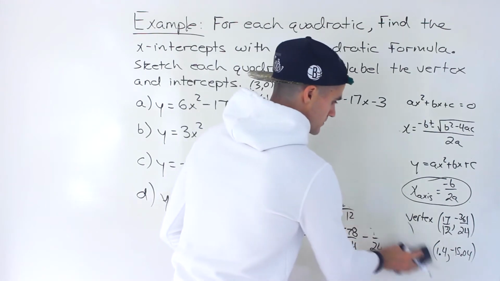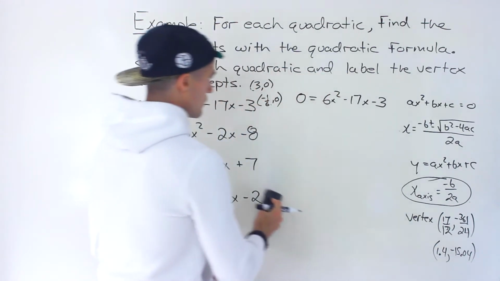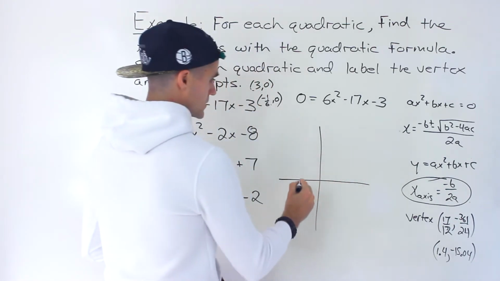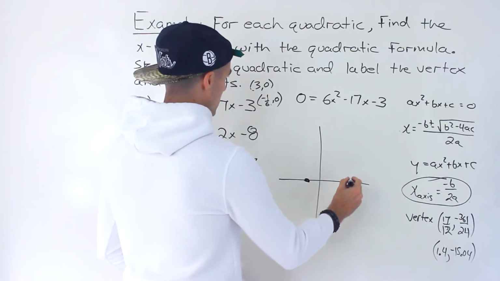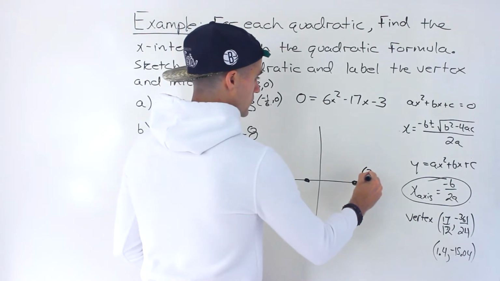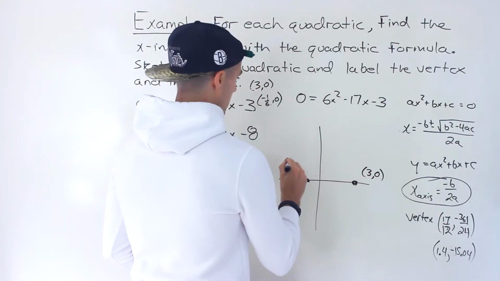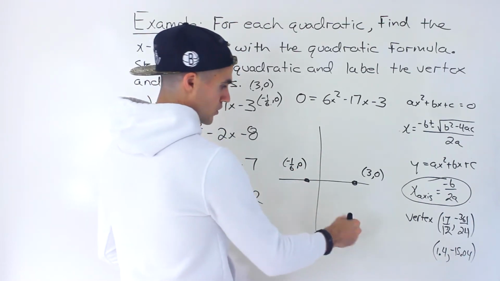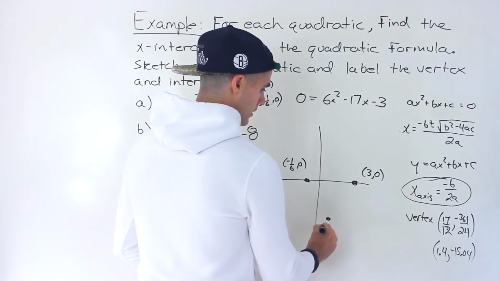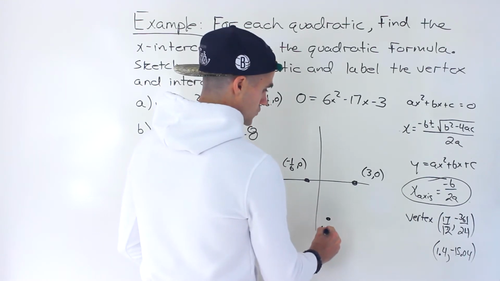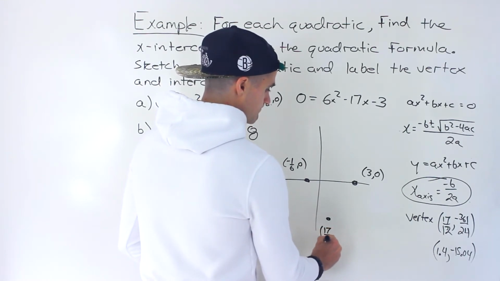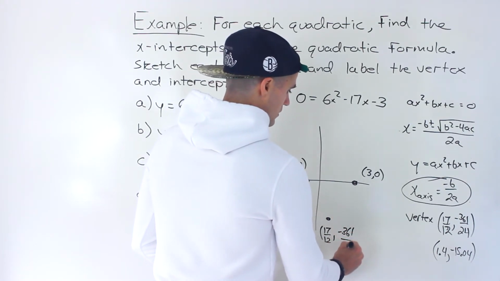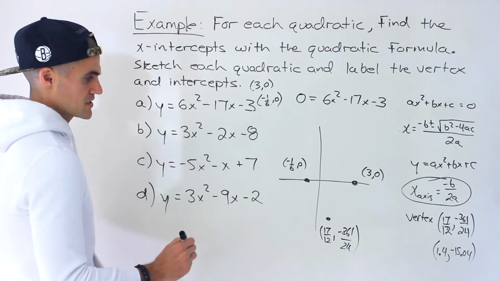We have the vertex, and we have the two intercepts that we found with the quadratic formula to make a fairly accurate sketch. This is not going to be to scale, but I'm going to label these points 3 and 0, and negative 1 over 6 and 0. And then we have a vertex at 1.4, negative 15. So that's going to be down here. And then I'm going to label the vertex with the actual fractions that we got, just in case your teacher wants specific values.